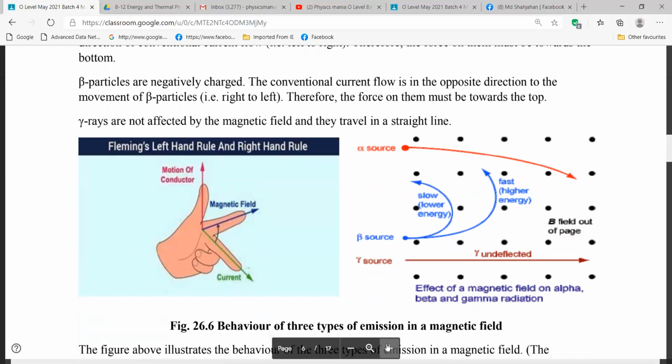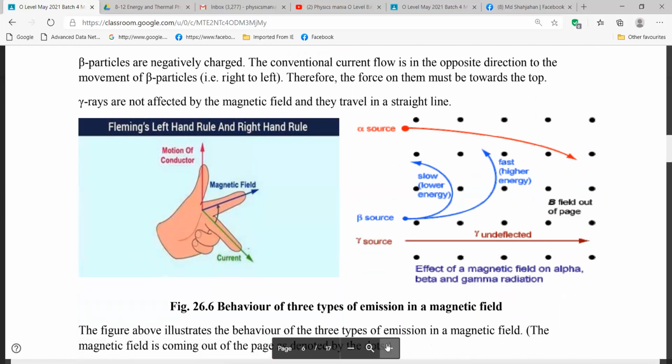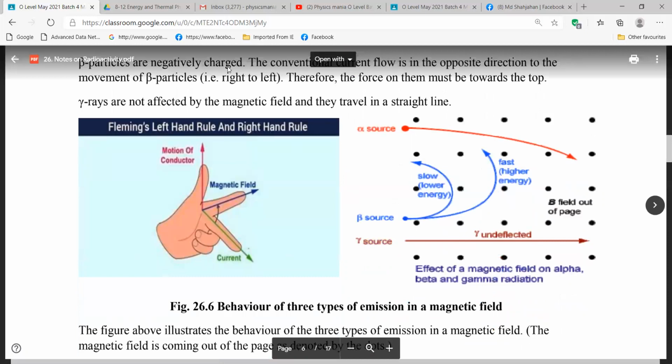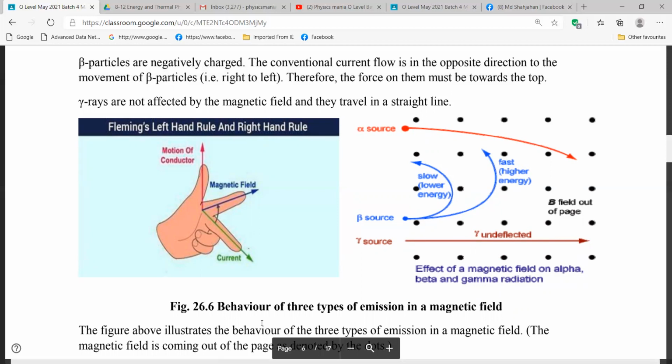Write the heading: Behavior of three types of emission in a magnetic field. Sir, we did it in current, isn't it? You write this heading, behavior of three types of emission in a magnetic field. Then I will tell you quickly. Behavior of three types of emission in a magnetic field is written here.